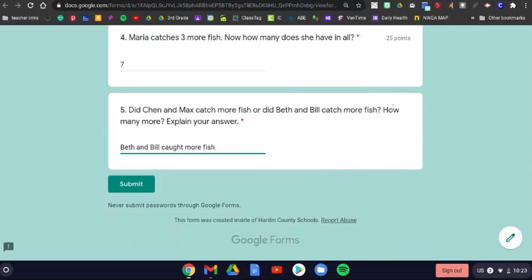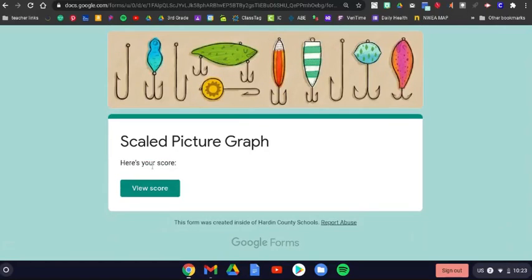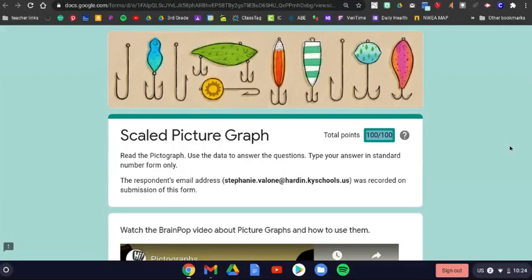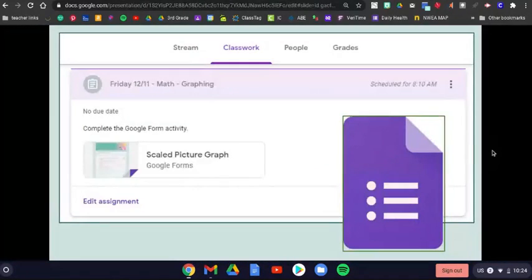Restate an answer. Then it says, how many more? Well, 21 minus 15 is what I need to figure out. And so then I would write, they caught 6 more fish. This is explaining my answer. Press submit. Then it says, here's your score, and the teal button says view score. Click here. And I just got a 100 out of 100 because I followed the directions and I used the information and I took my time. You're going to do the same on your Google Slides activity.